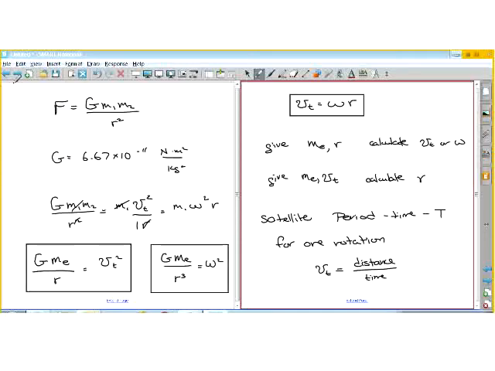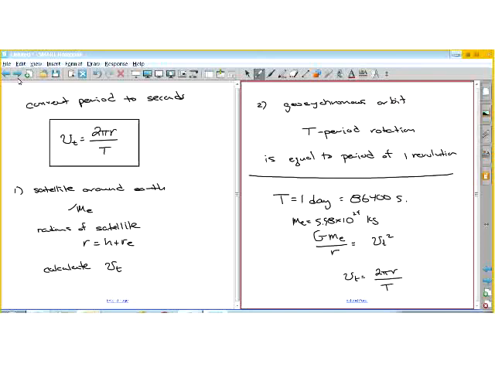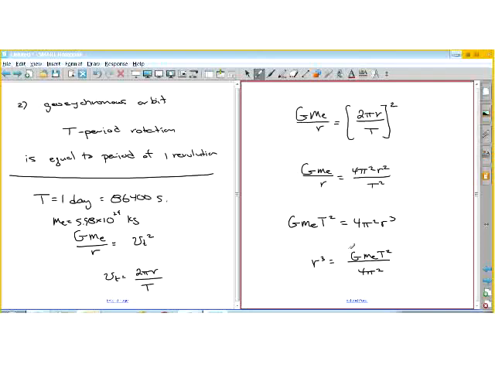So G is 6 point whatever it was, 6.67 times 10 to the minus 11th. The mass of the Earth is 5.98 times 10 to the 24th. The period is 86,400 seconds. You square that, you divide by 4 pi squared, and take the cube root, and that'll give you the radius.